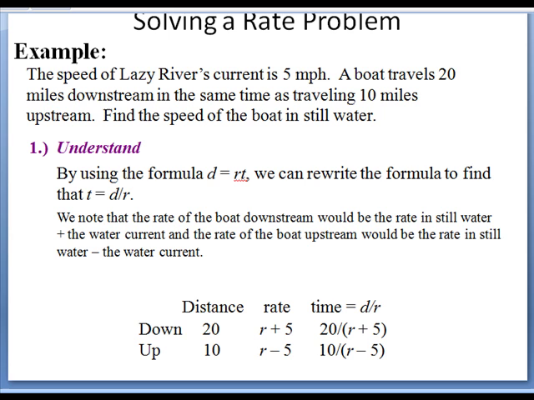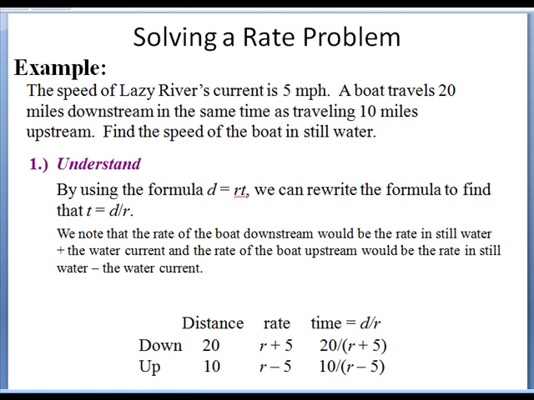So let's look at another word problem, and this involves a rate problem. The problem says the speed of the lazy river's current is 5 miles per hour. A boat travels 20 miles downstream in the same time as traveling 10 miles upstream. Find the speed of the boat in still water. Another name for this problem is a distance problem. We have a distance, the rate, and the time.